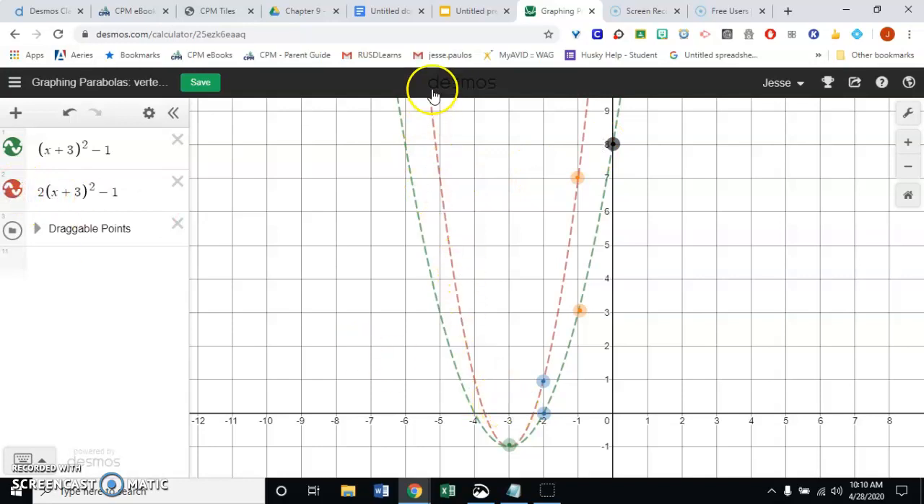But we can see here that our parabola is much skinnier, right? It's been stretched vertically, all right? Almost like if you grabbed it at the top and the bottom and you pulled it apart, it gets a little bit skinnier.